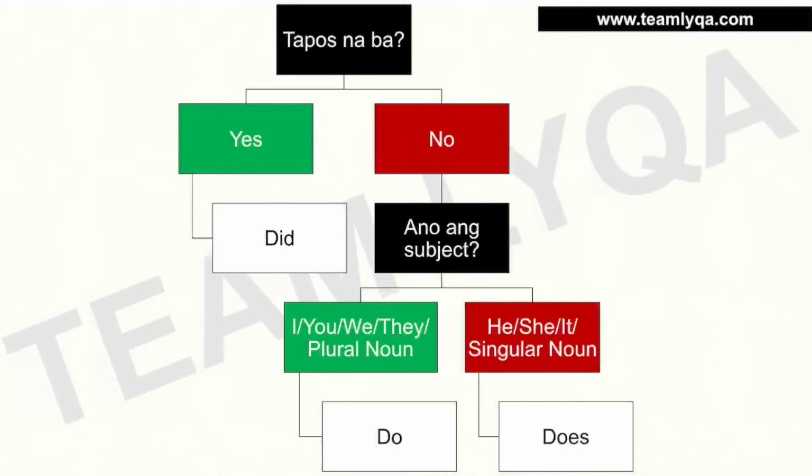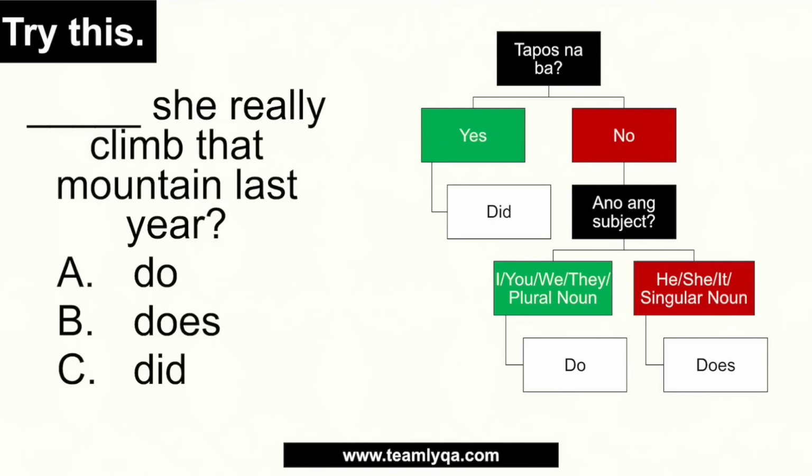Okay? So, ito yung itsura ng ating flowchart. And the more that you master this, the better it will be for you sa iyong exam. Now, let's try it out with an actual question. Sabi dito, blank, she really climbed that mountain last year. So, ang options natin ay do, does, at did. Now, using our flowchart, we'll try to determine kung ano yung tamang sagot. So, again, unang tanong, tapos na ba? Two techniques. Number one, Tagalogin mo. Ano ba ang gusto mong sabihin sa sentence na ito?